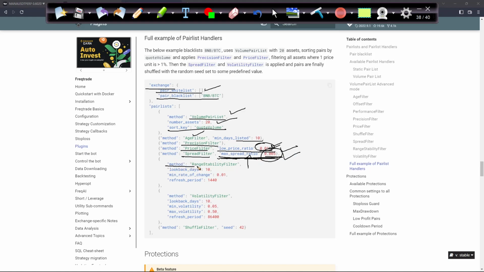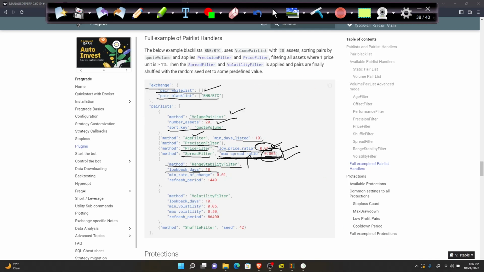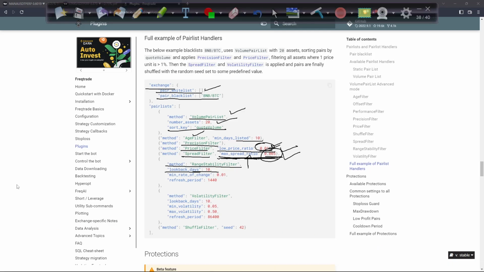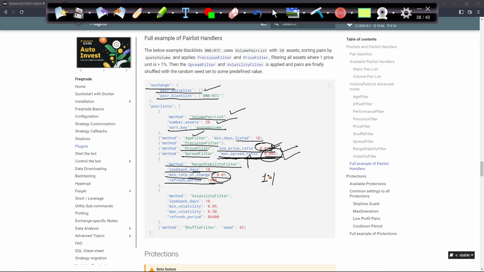Now we have the method range stability filter, which goes for 10 days. Now we are looking at range stability filter, look back days 10, and then minimum rate of change is 0.01. Okay, and refresh period is 1 day. Okay, we want to see at least 1% change in the market, otherwise we won't trade that coin pair.